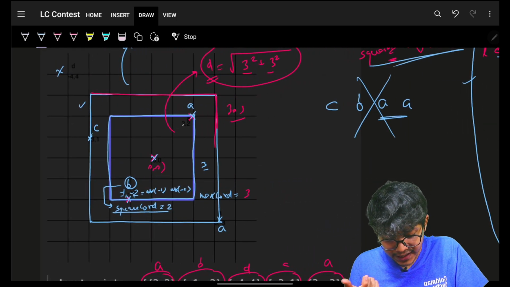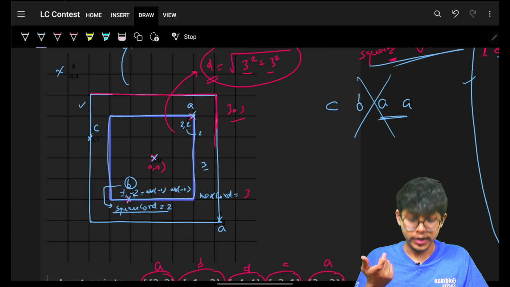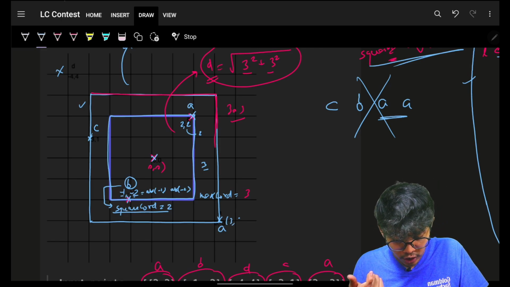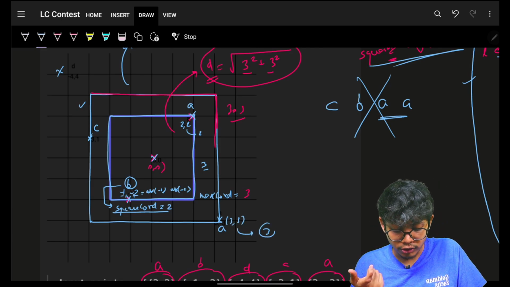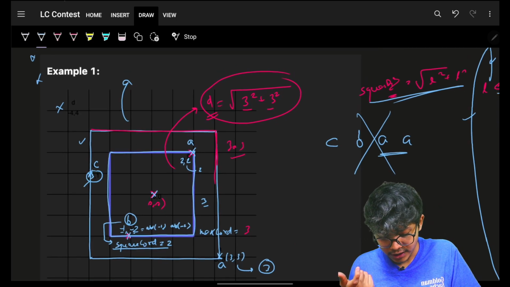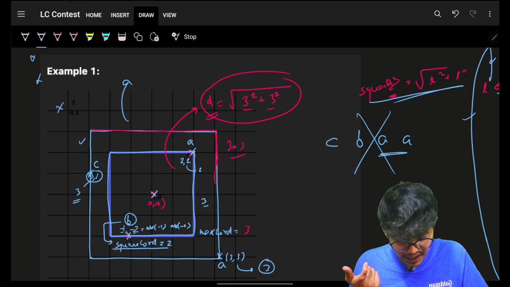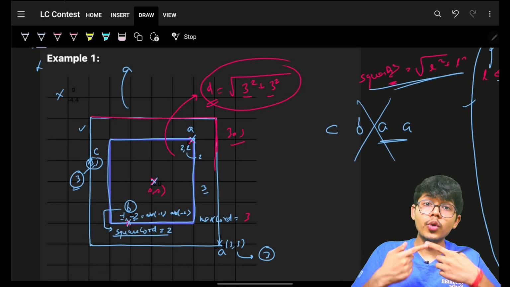Same way I can graph for this 2 comma 2. It will lie on again a 2 cross 2 square. For this point, which is 3 comma 3, it will lie on a 3 cross 3 square. For this point, which is 3 comma 1, it will lie on a 3 cross 3 square. So I very easily can see on which square they are lying.